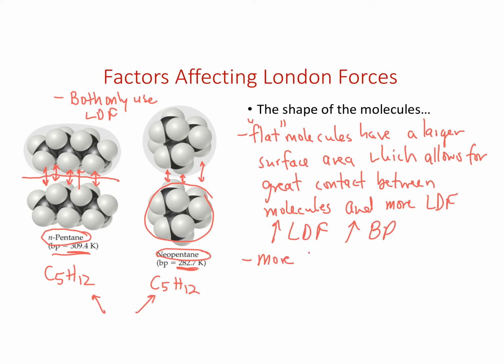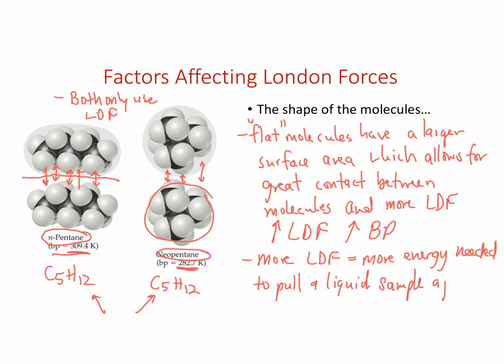More London dispersion forces equals more energy needed to pull a liquid sample apart. And that's what we do when we take it from the liquid phase to the gas phase. When we're boiling something, we're separating those molecules, so we have to break all of those intermolecular forces. The more intermolecular forces I have between molecules, the more energy I have to put in, the higher the boiling point will be. So we have to take a look at the shape of the molecule as well.